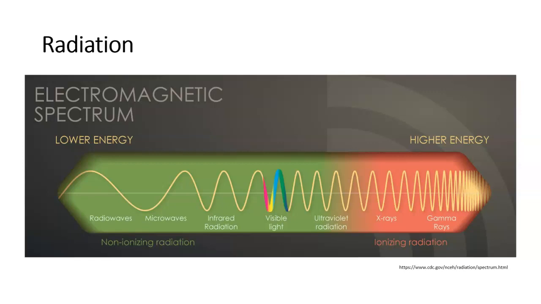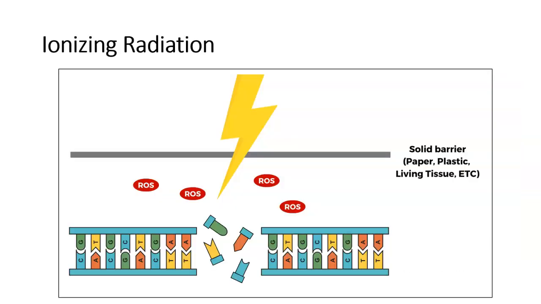Ionizing radiation and ultraviolet radiation both have shorter wavelengths and higher energy and are capable of damaging cells. So those are the ones that we're going to focus on here. Think back to your basic chemistry lessons. An ion is an atom that has a charge associated with it. X-rays and gamma rays are forms of ionization.